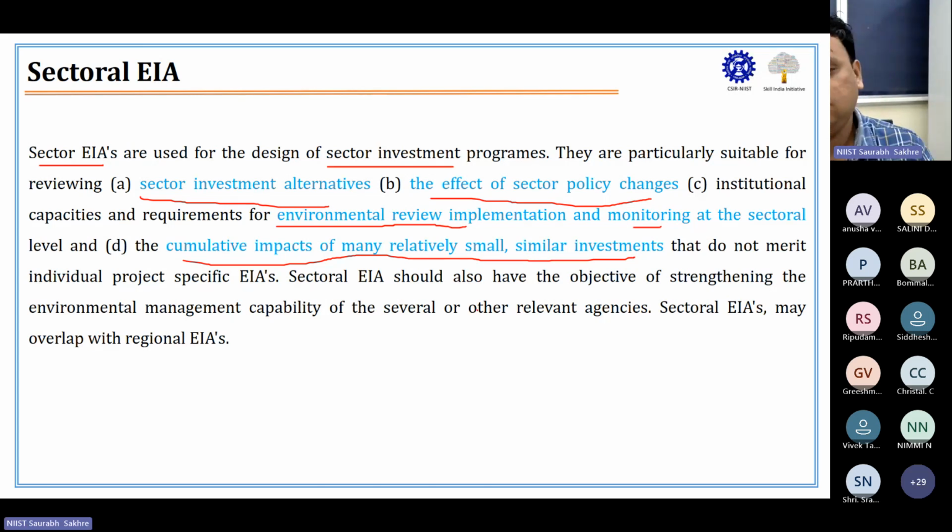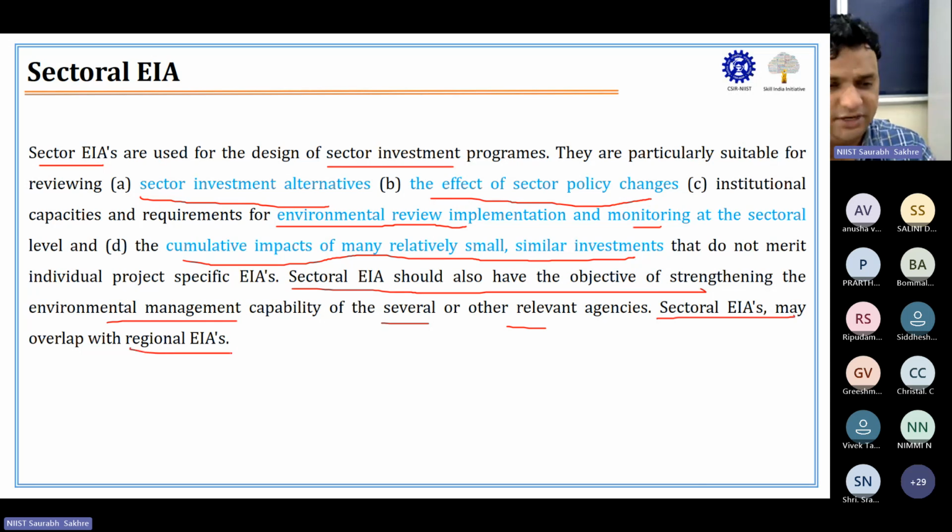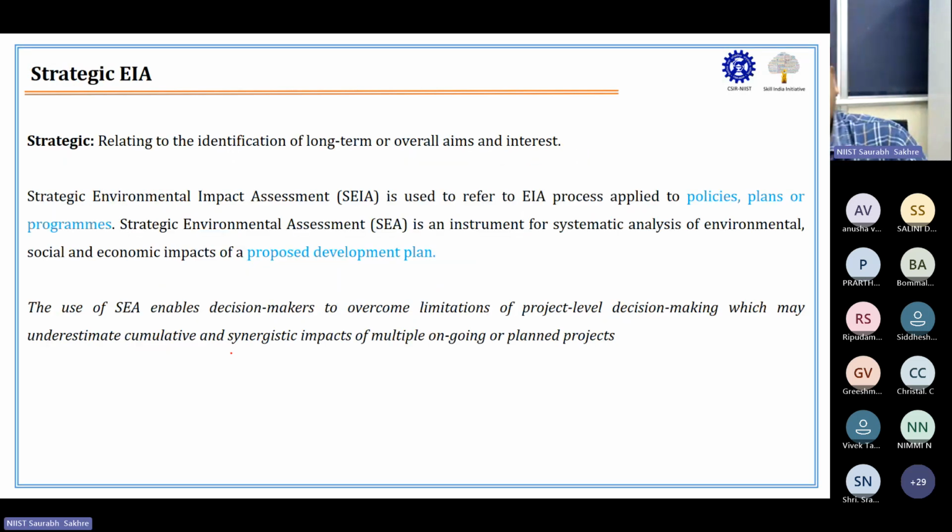Also, sectoral EIA should have the objective of strengthening the environmental management capability of the several other relevant agencies. Many times sectoral EIA may overlap with the regional EIA, because we will be doing it for a region, right? So sometimes both go parallel, hand in hand. Third one is strategic EIA.